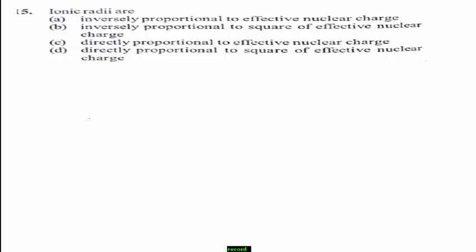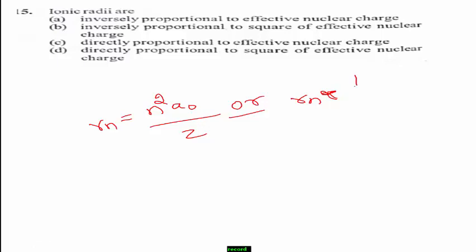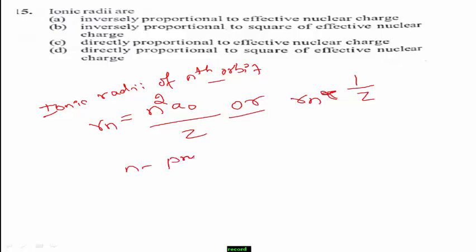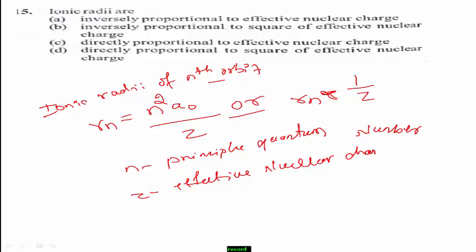If you want to write the formula, remember this formula: Rn equals n squared a naught divided by Z, or this is also written as Rn is inversely proportional to atomic number. The ionic radius of the nth orbit is calculated by using this formula, where n is the principal quantum number and Z is the effective nuclear charge. Therefore, which one is the right answer, students? Option A.